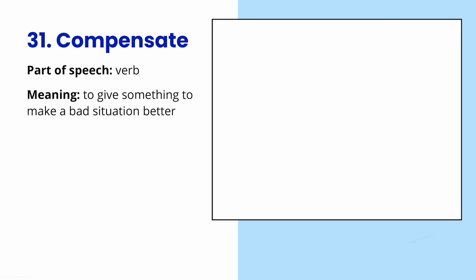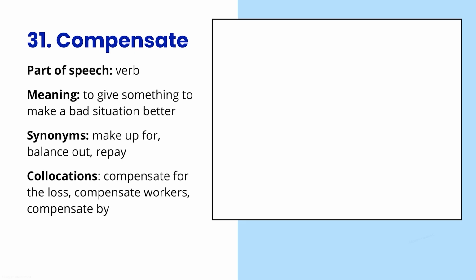Moving on to 31, which is compensate. Compensate is a verb and it means to give something to make a situation better, normally money. Synonyms: make up for, balance out, repay. Collocations: compensate for the loss. So that means to give something, again, normally money, to make the loss better. Having a loss is obviously a bad thing, but if you receive some money, well, it might make that situation a bit better. Compensate workers, so to give something to workers.